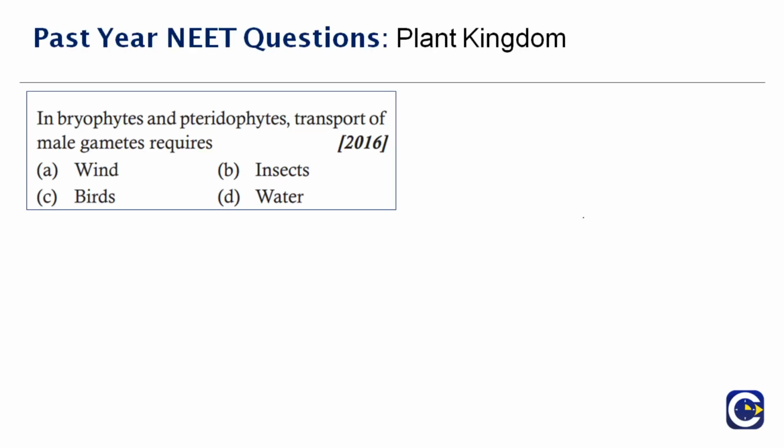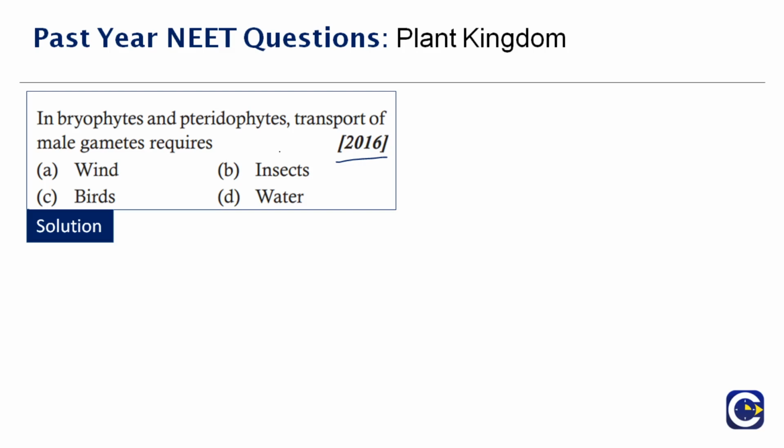So look at the first question here, let's read it. In bryophytes and pteridophytes, transport of male gametes requires dash. This question was asked in the year 2016. As I already said, certain species of plants grow over the ground surface or the water surface.